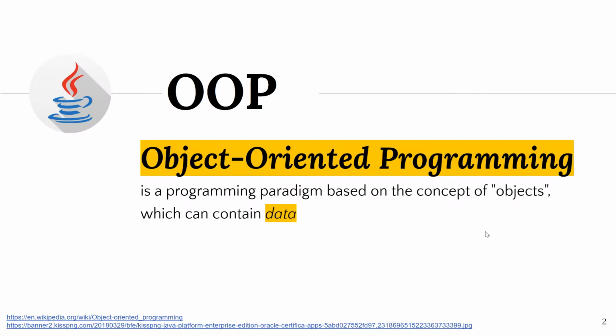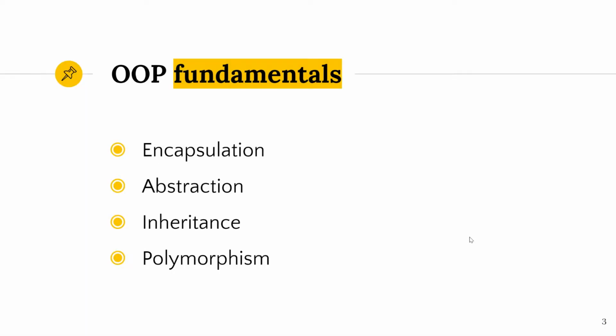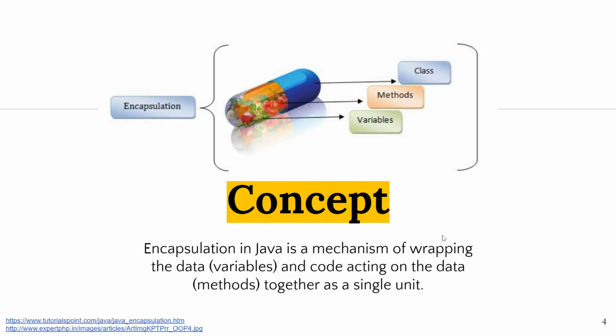So OOP, or Object-Oriented Programming, is a programming paradigm based on the concept of objects which can contain data. There are 4 OOP fundamentals: encapsulation, abstraction, inheritance, and polymorphism. But in this given time, we'll actually only talk about encapsulation. Encapsulation in Java, as well as in other programming languages, is a mechanism of wrapping data or variables and code acting on such data or methods together as a single unit.